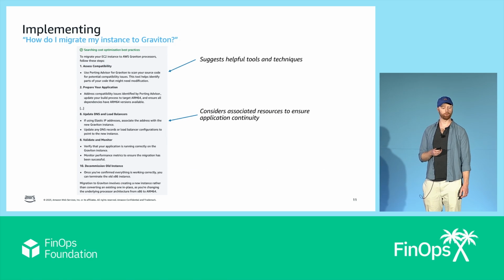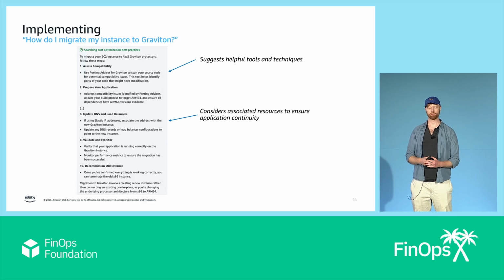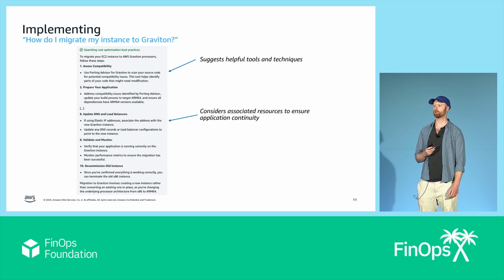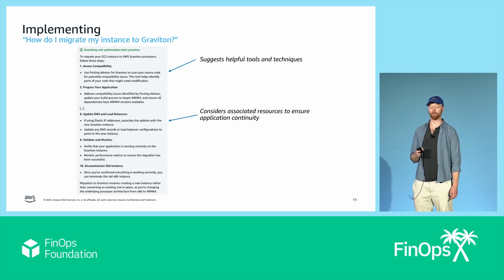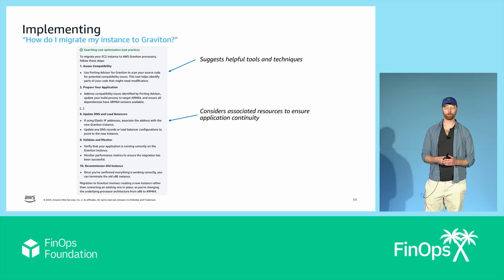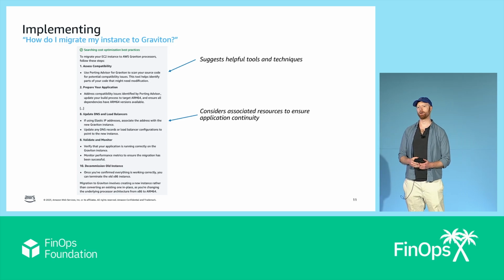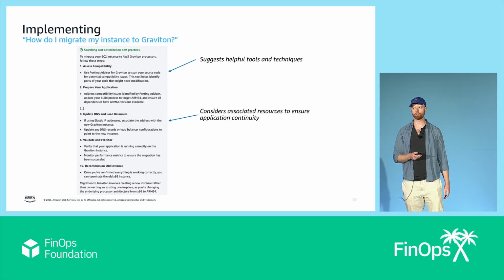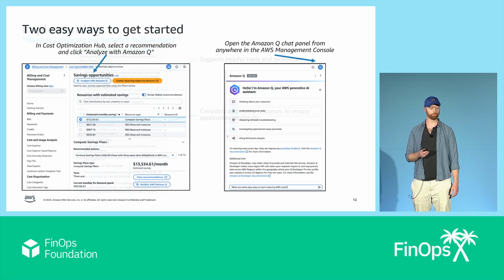And last, we'll take a quick look at what implementation looks like with Q Developer. So when you ask a question like, how do I migrate my instance to Graviton, you'll get a response that goes far beyond the surface level. In this case, it's suggesting helpful tools and techniques like the porting advisor for Graviton to help you assess whether your workload is actually compatible with Graviton-based instances. And then it also gives advice on how to handle associated resources like elastic IP addresses or load balancers.